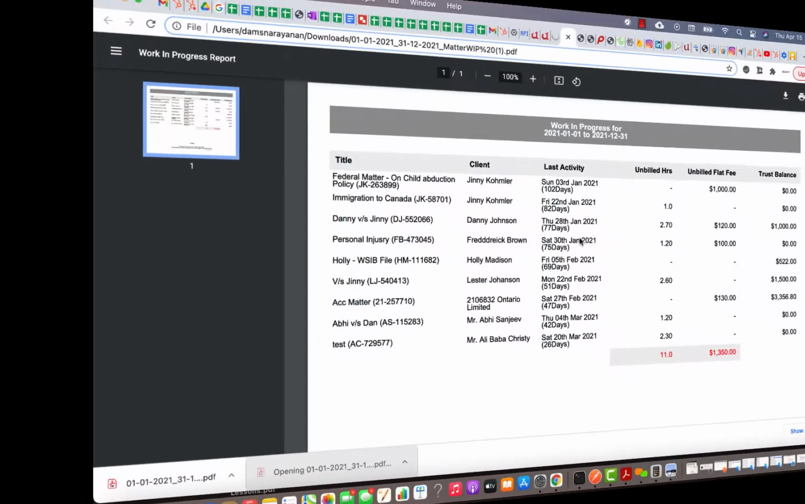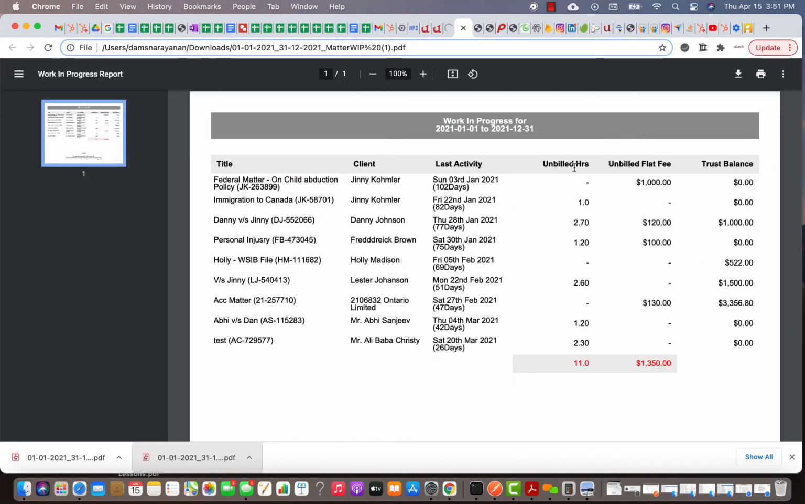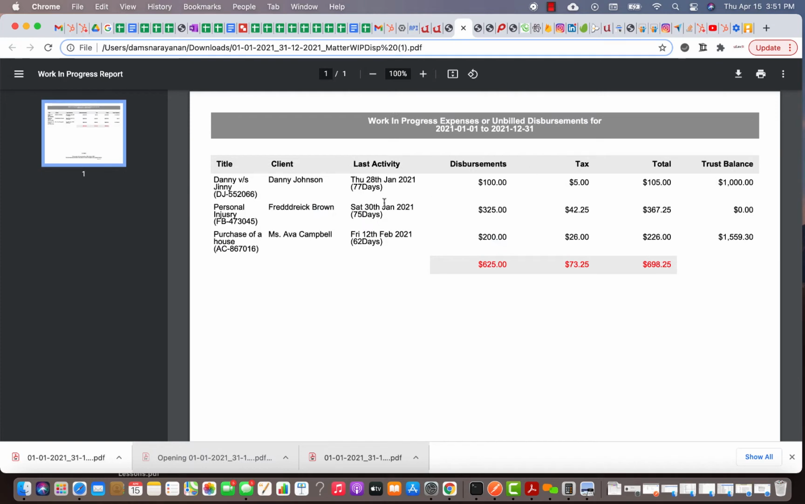So this is your work in progress report, where we tell you, hey, unbilled you have this much, flat rate you have this much, and we also indicate to you that there's a trust balance, so that way you know how much you can withdraw. Similar work is done for disbursements as well. In disbursements we tell you, hey, these are all the disbursements that you have entered this year that you have not billed, and you have balance sitting in trust, so that way you know that, hey, you can actually bill the client and withdraw it right away.